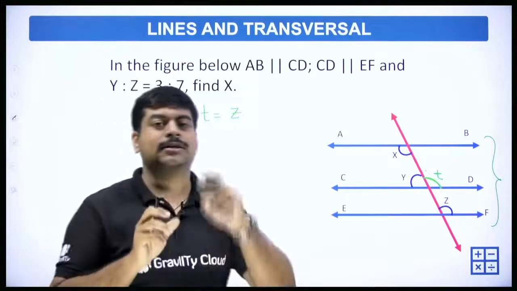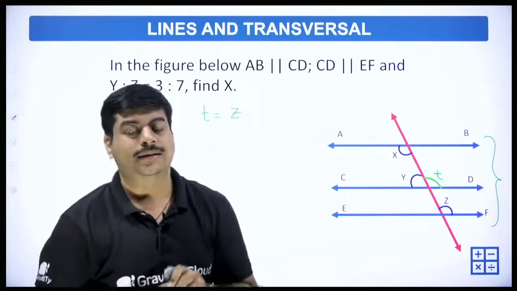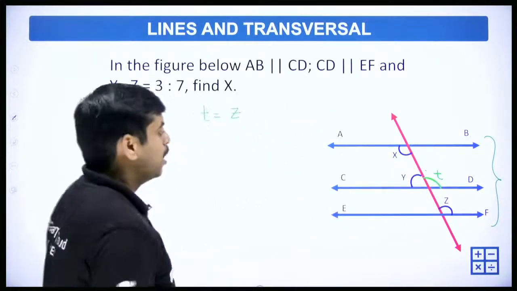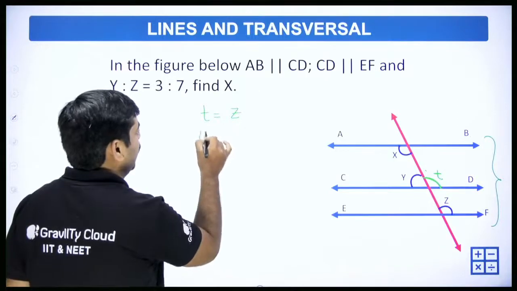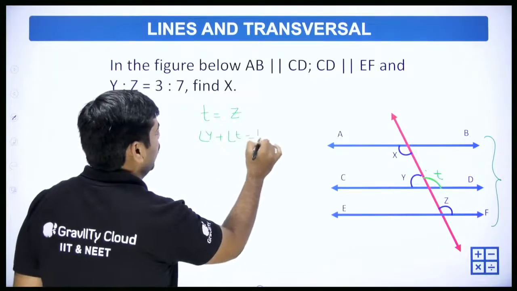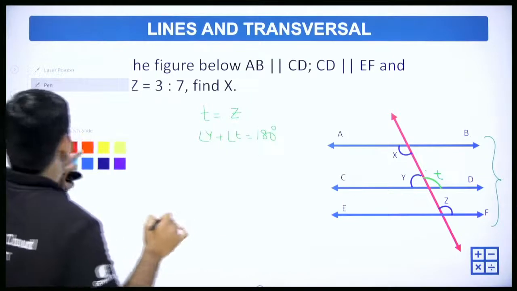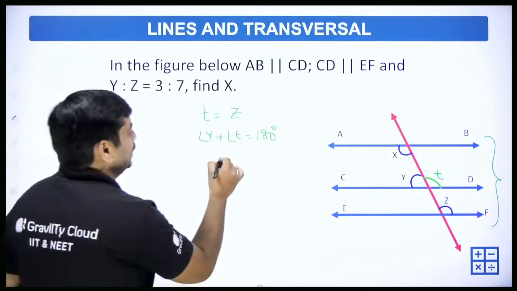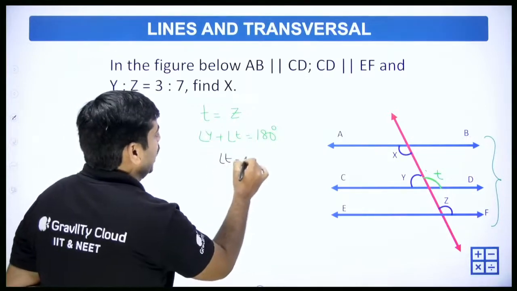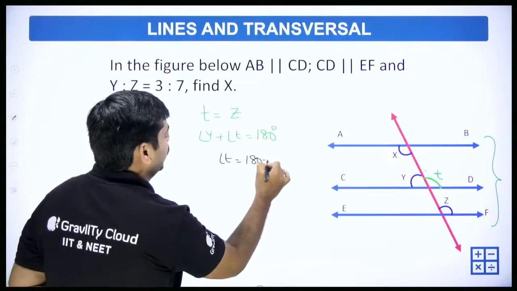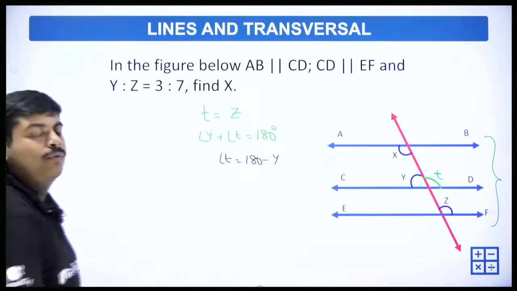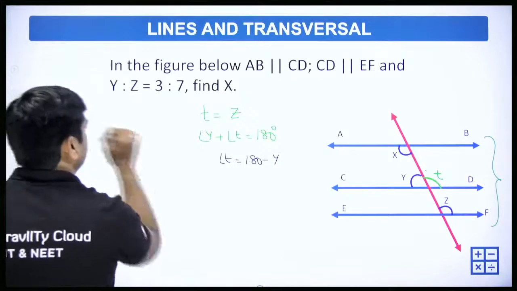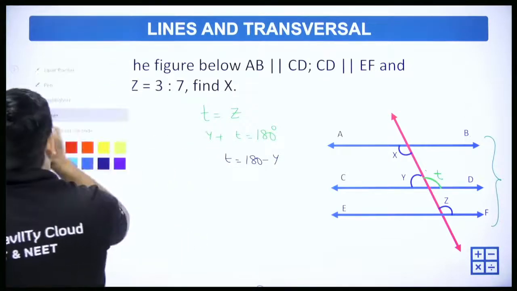One more thing we have discussed in the previous classes, straight angle. You can see Y and T are straight angles. Correct? So angle Y plus angle T is equal to 180 degrees. So angle T is equal to 180 minus angle Y, correct? You can just remove all the angle symbols for clarity.